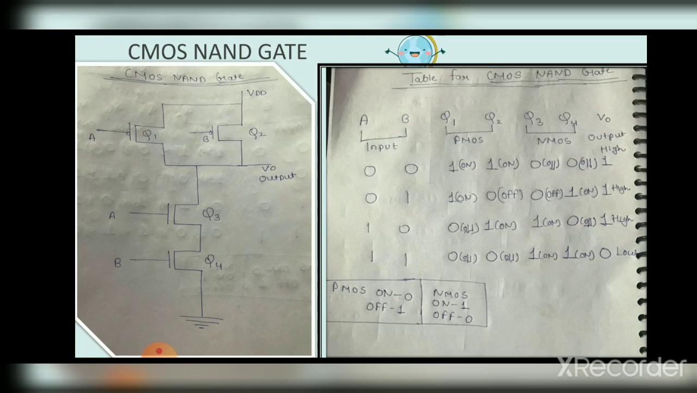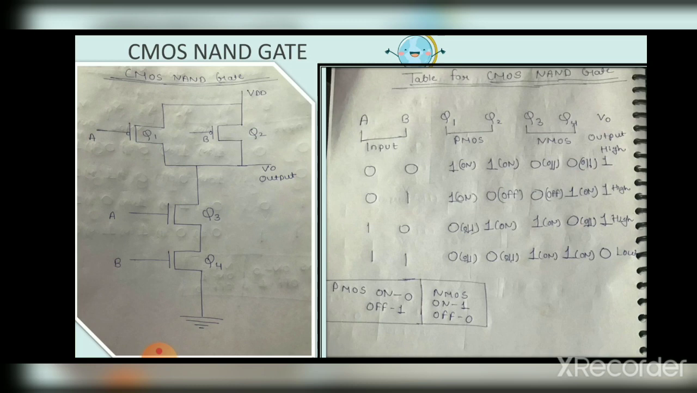In another case, when one input is low and the other input is high, Q1 is on for low voltage and Q2 is off for high voltage. Now Q3 is off for low voltage and Q4 is on for high voltage. So we get high output due to Q1 by VDD. Q2 is open circuited and Q3 is also open circuited.